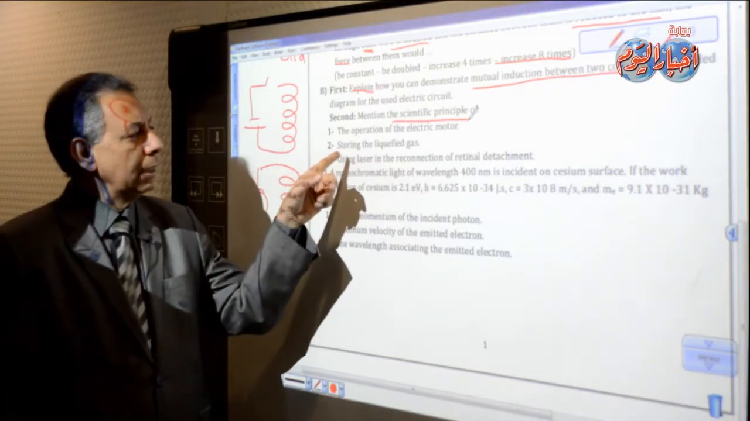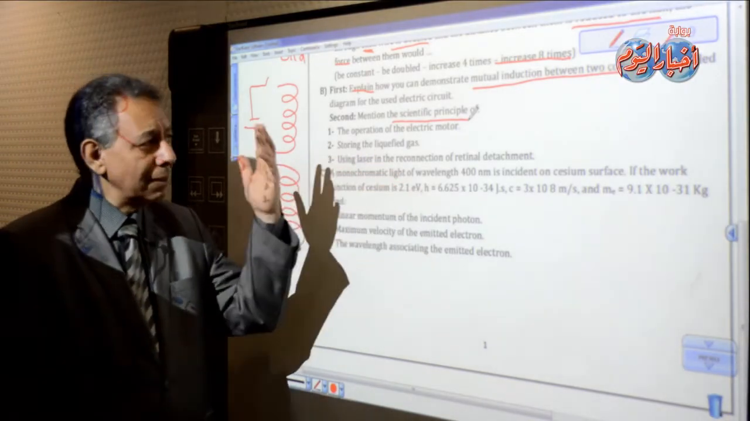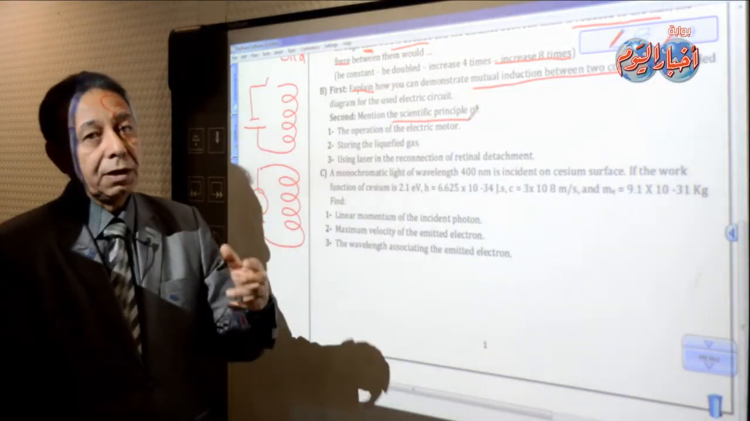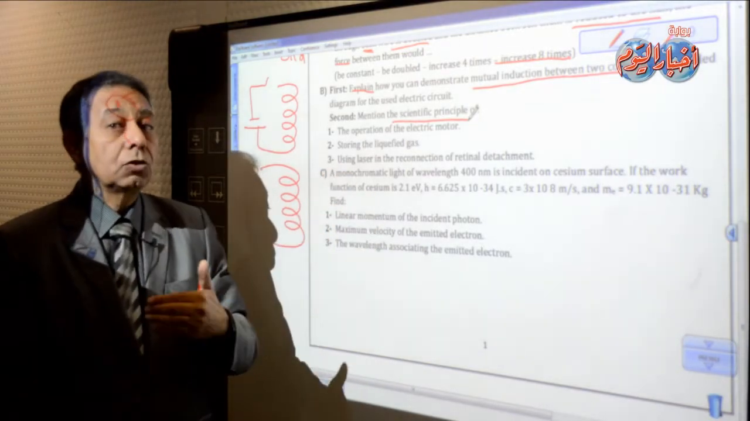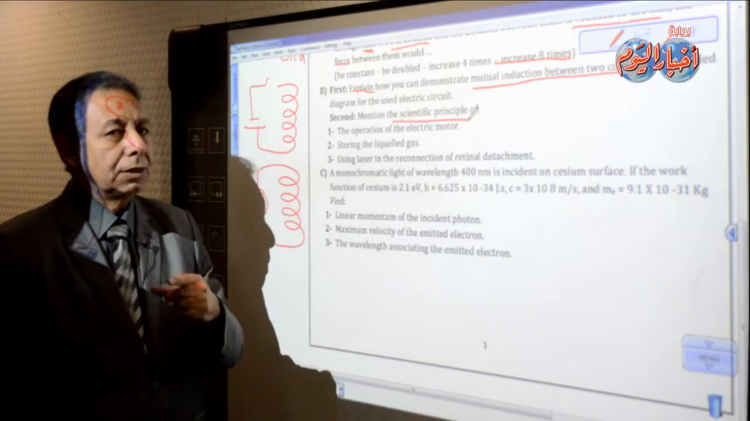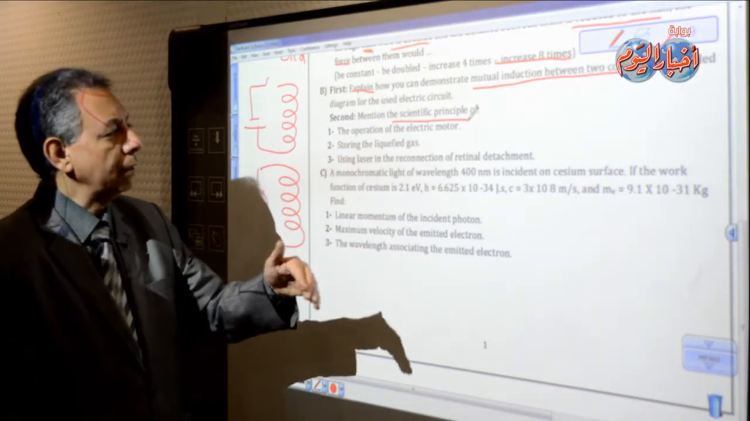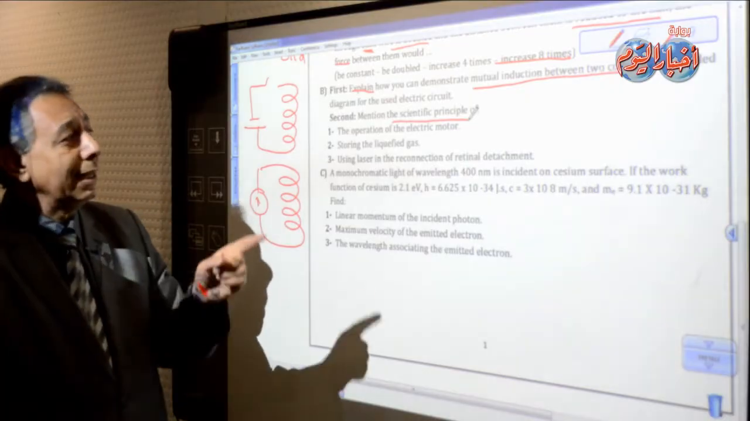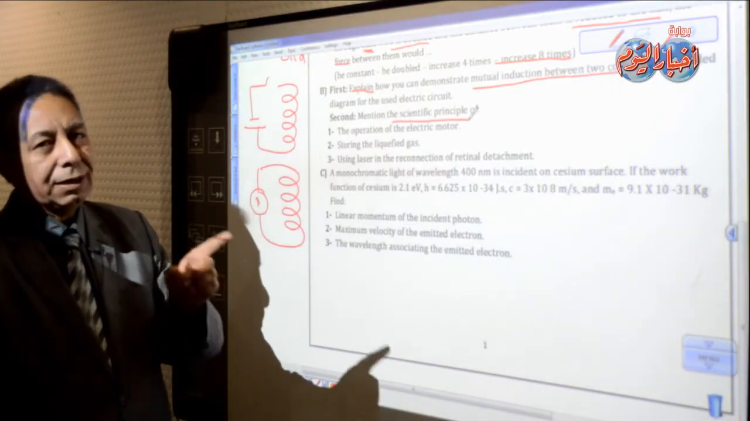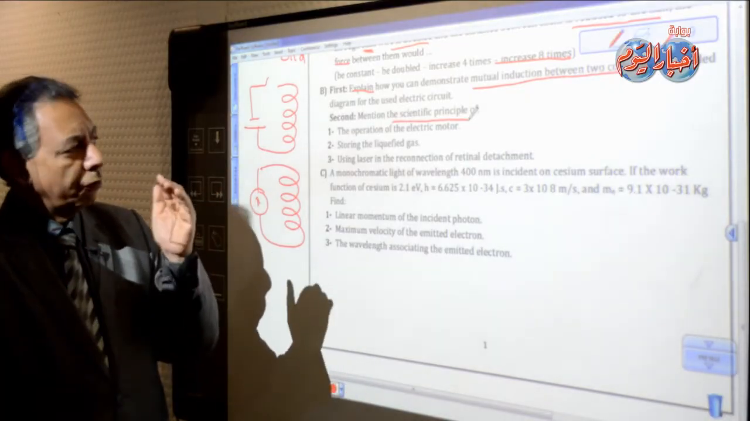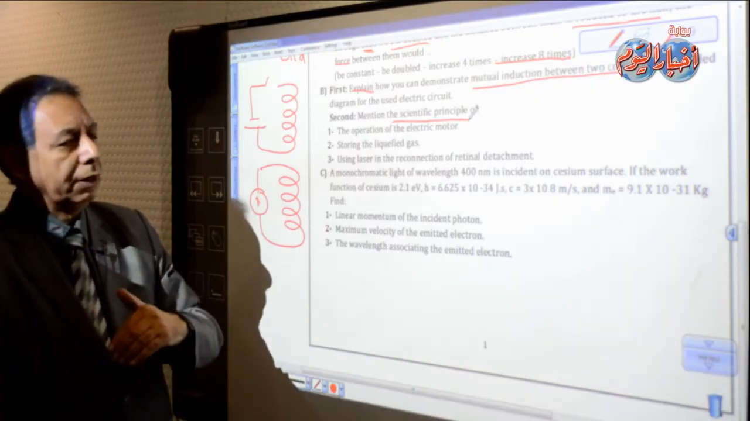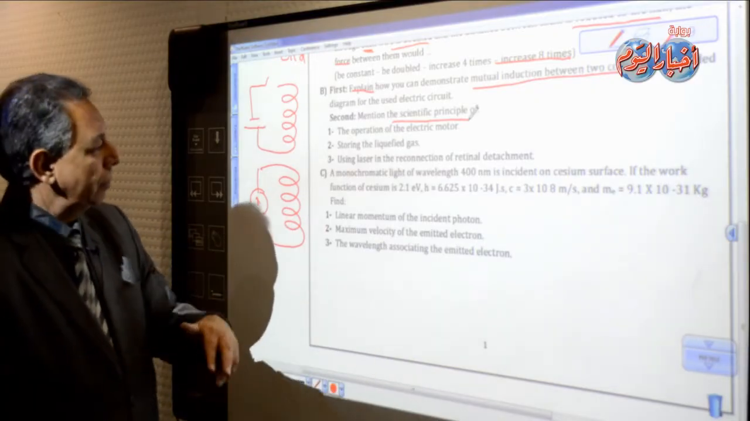The second point here, storing the liquefied gas. What is the idea? What is the principle? Of course, the liquefied gas is stored in Dewar's flask, but the question is not like this. It is the idea. So storing liquefied gas is based on, yes, right, preventing the transfer of heat from outside to the liquefied gas by conduction, convection, and radiation.